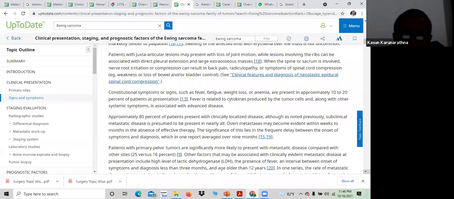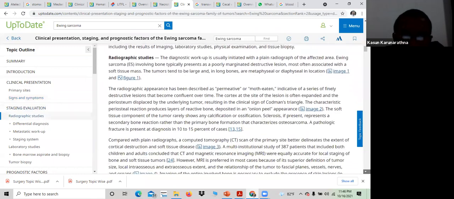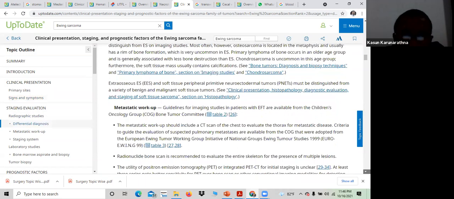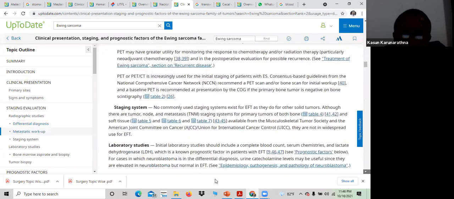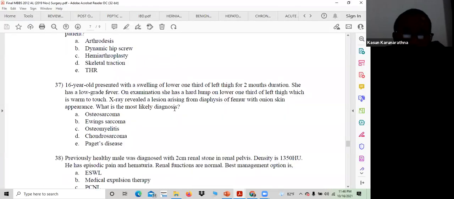Systemic symptoms or signs such as fever, fatigue, weight loss and anemia are present in approximately 10 to 20%. Right? And this onion skin appearance on X-ray is pathognomonic. That's Ewing sarcoma. It usually arises in the distal femur and proximal tibia, right?